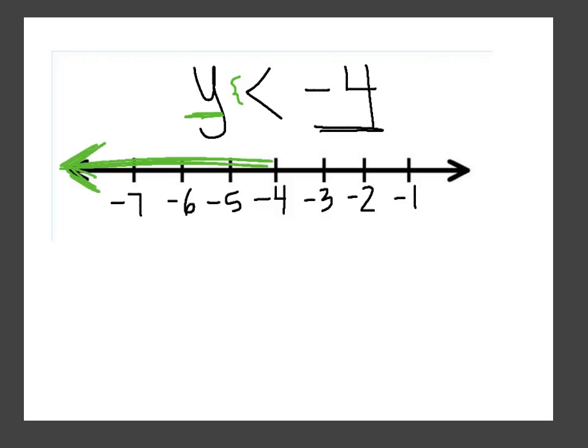And now I need to decide open circle or closed circle. Look at my inequality sign. There is no or equal to line on the bottom, so that tells me I need an open circle.